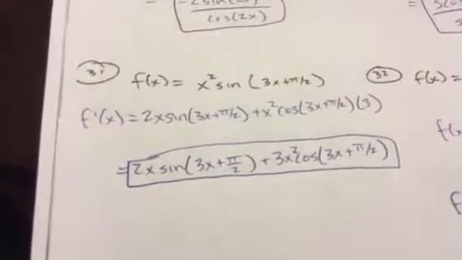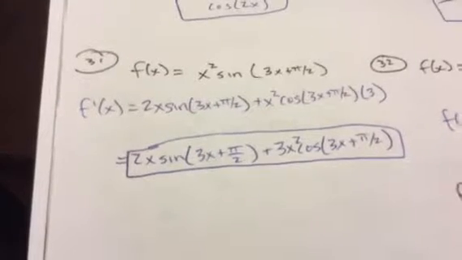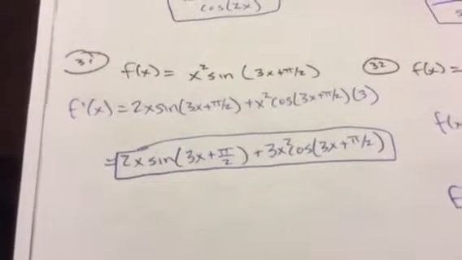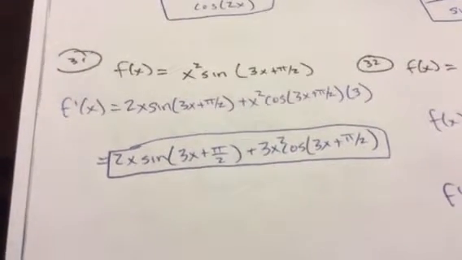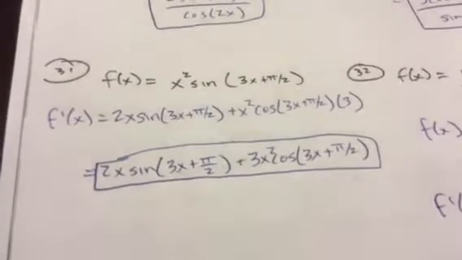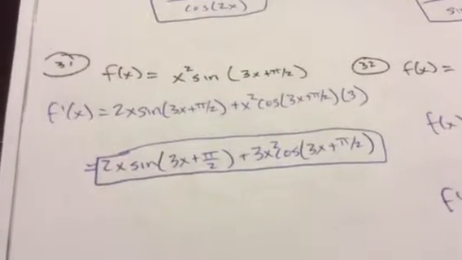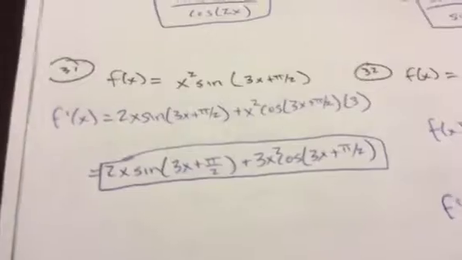31 here, folks. You got the product rule. Take the derivative of the first times the second plus the first times the derivative of the second, which is cosine of 3x plus pi halves, and take the derivative of 3x, which is 3, and put it all together.